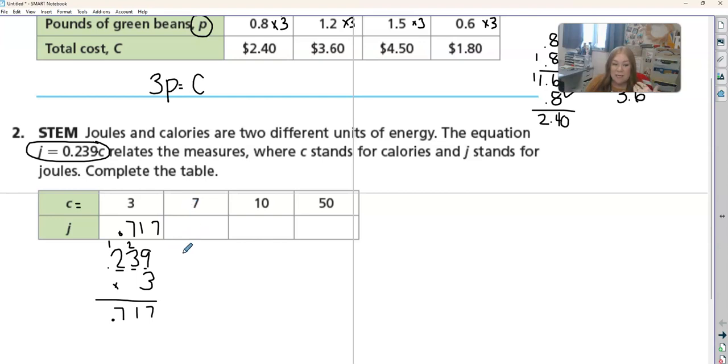So this one, we need to take 0.239 and times by 7. Move your decimal 3 places when you're done. Just put your answer there. So this one, 0.239, we're going to times by 10. Again, move our decimal 3 places. Put our answer here. And then this time we have 50 calories, 0.239 times 50. Move our decimal 3 places when we're done is that answer. So I'm going to let you finish those 3 math problems to get those 3 answers.